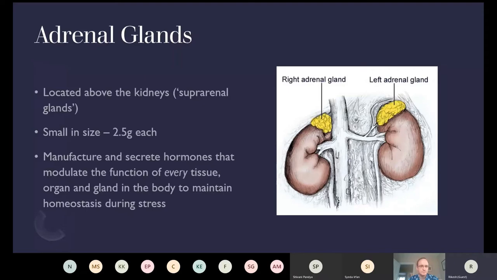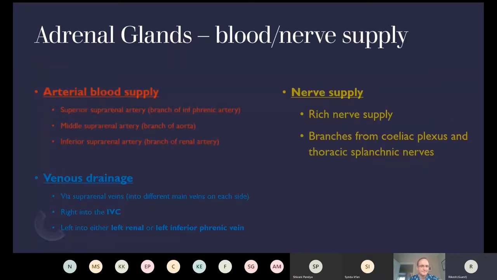Okay, so blood supply. The adrenal glands, you split it in three. The superior is supplied by the superior suprarenal artery, which is a branch of the inferior phrenic artery. The middle is supplied by the middle suprarenal artery, which is a branch of the aorta, and the inferior suprarenal artery, which is a branch of the renal artery. So you just need to remember it's split into three for those.